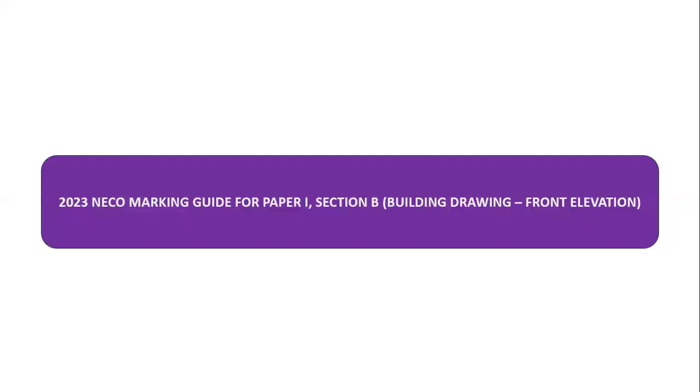Welcome back. Here we will be looking at the NECO 2023 marking guide for Paper 1, Section B on building drawing, and we are looking at that of the front elevation, how the marks were awarded to the construction of the front elevation. As I said, this is very important for you to know as technical drawing students so that you can obtain possible marks. Okay, so let's look at how the marks were awarded to the construction of the front elevation.